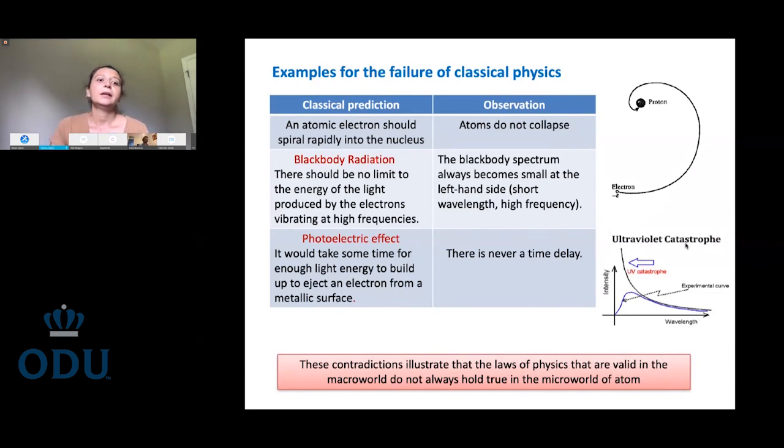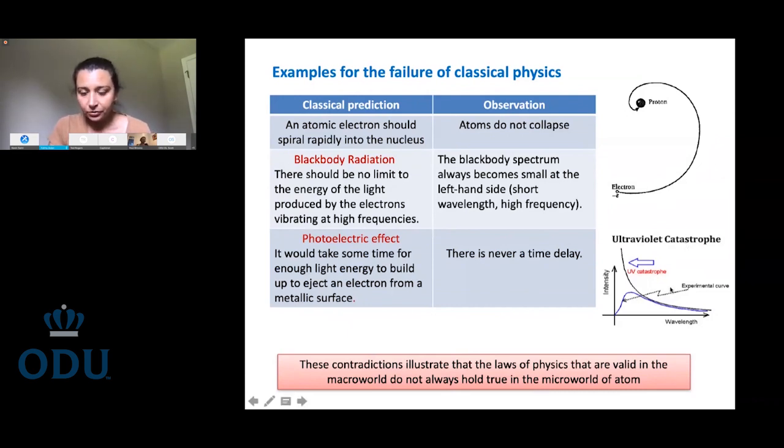Another example is that it cannot explain the spectrum of black body radiation. A black body means an object that absorbs all the light that falls onto it. So a hot such object, the electrons in that object vibrate, and as a result, light is emitted. The heat is actually the kinetic energy of the vibration, and light is due to the acceleration from the vibration. The hotter the object gets, the more the electrons vibrate, and the more light they emit. There is no limit to this, classically.